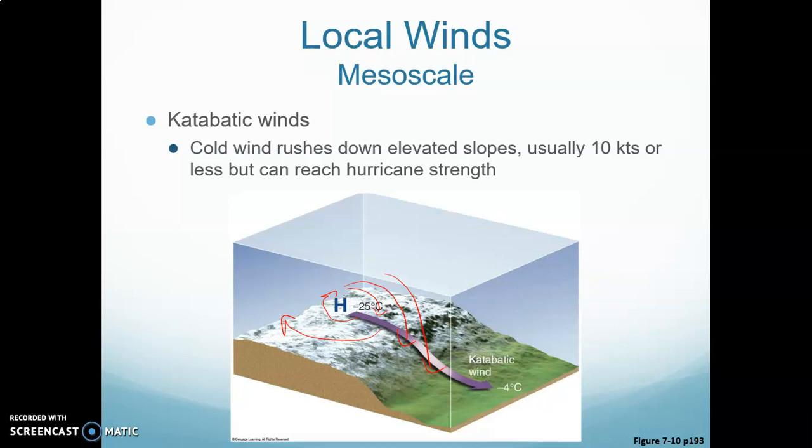Now, since this air is so cold, cold air likes to sink, and so in addition to just being plain wind, you have the additional sinking motion, which increases the strength of the wind, and thus sometimes katabatic winds can reach hurricane strength.